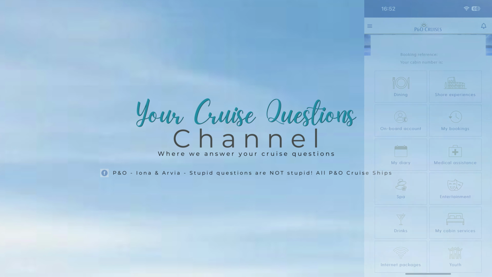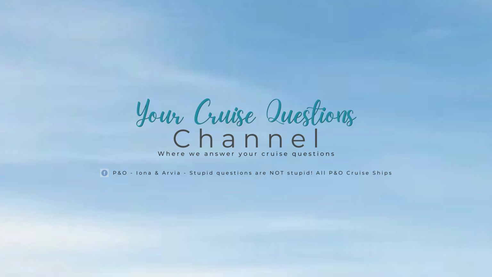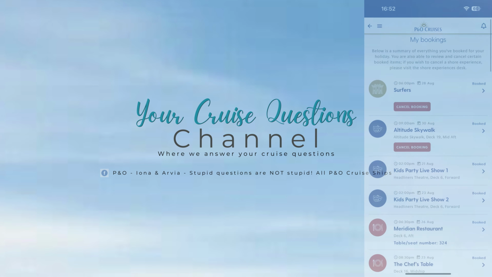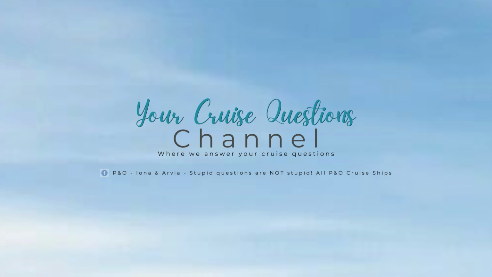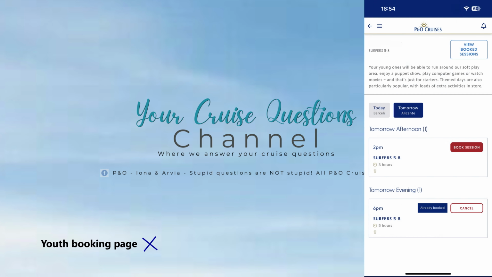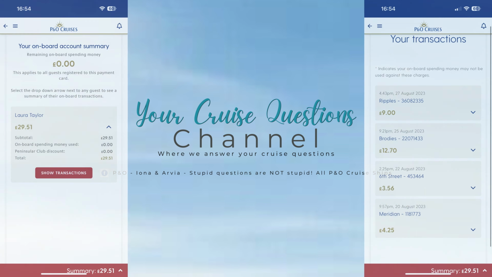I will show you a sample of what some of the pages within the app look like. This is the My Bookings page. This will show you a summary of all of your bookings. This includes the ones made before you boarded. This is the You Booking page. As you can see, you booked today for tomorrow. Booking opens at around 8 a.m. prompt. These 2 screens show your onboard account and spending summary.